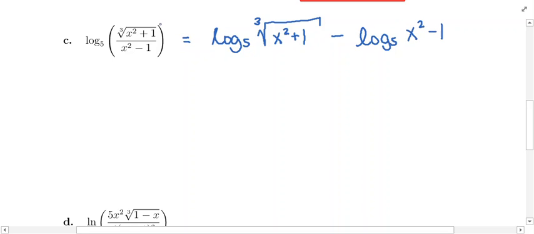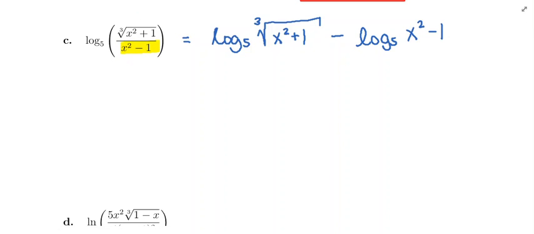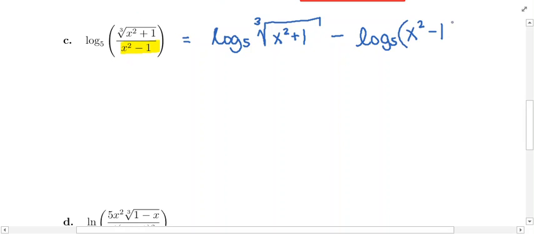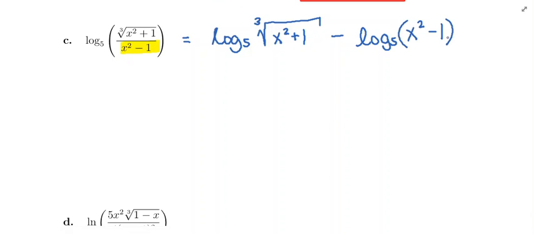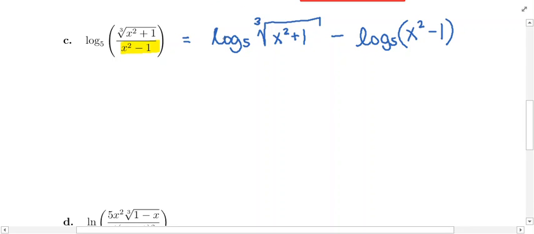Okay, now keep in mind the numerator was all kept intact by the cubed root. The bottom here has more than one term. We need to keep those two terms together, so we're going to have to put them in parentheses. You would be taking the logarithm of that entire quantity. Okay, all right, so it's broken up into the log base 5 of the top minus log base 5 of the quantity in the bottom.